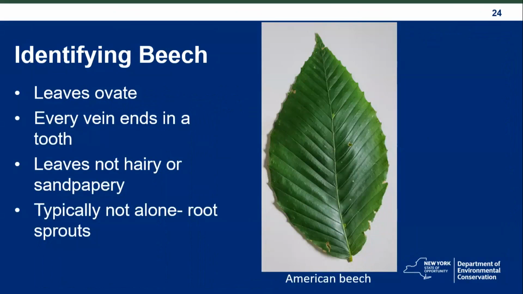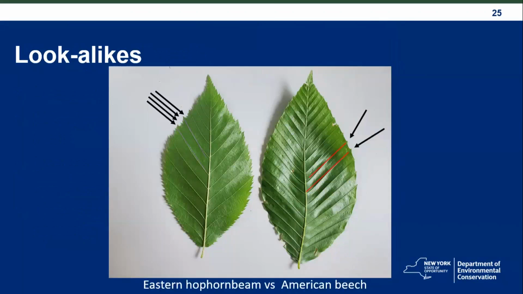Beech leaves are simple and ovate in shape, and they have teeth. You can see here how each vein ends in a tooth, and the leaves are not hairy or sandpapery. Next. Here you can see a comparison between Eastern hophornbeam and American beech. You can see how on the Eastern hophornbeam, each vein does not end in a tooth. There are many more teeth on that one. Next.